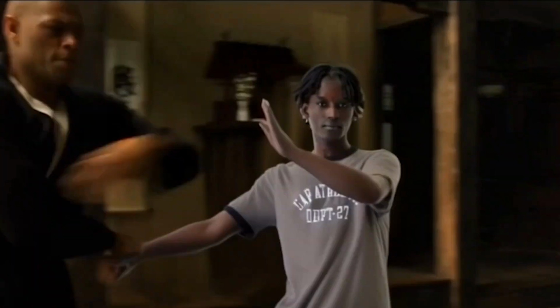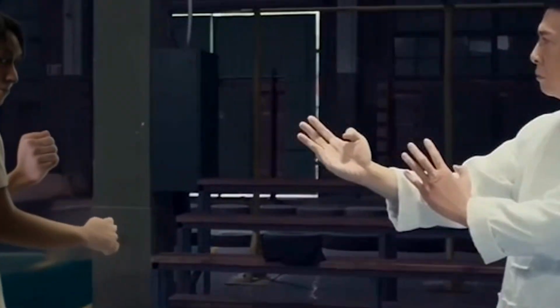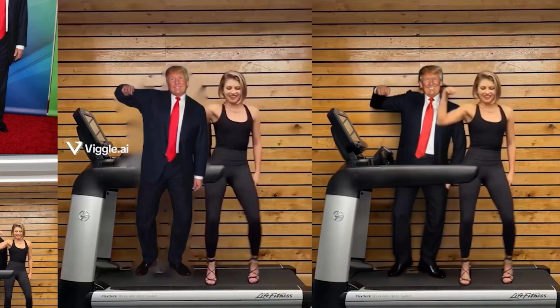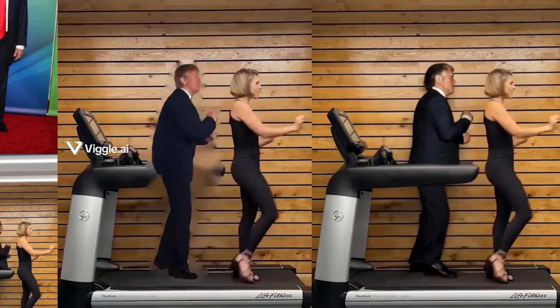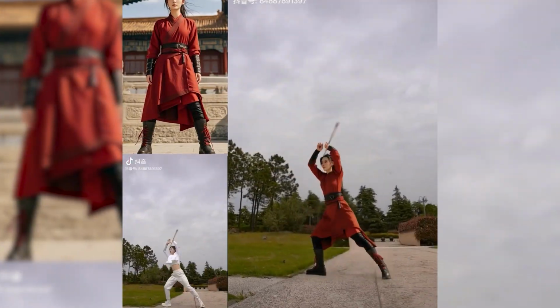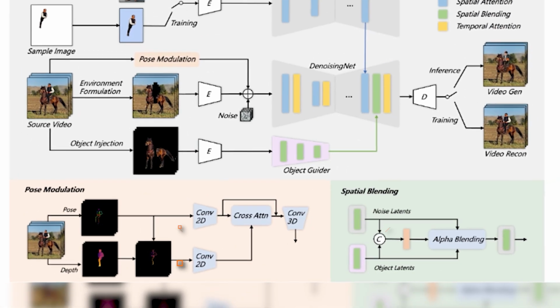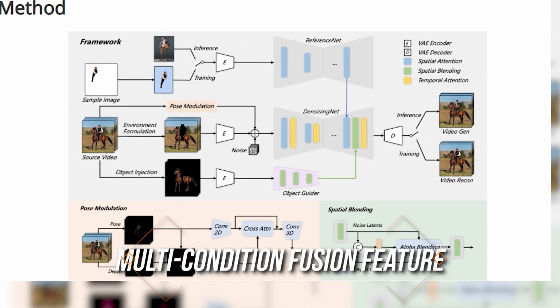ReferenceNet is an exciting development that builds on the foundation laid by Animate Anyone. It ensures that the character's appearance remains consistent by integrating features from reference images. As the character moves through different scenes, their look stays true to what the users established, creating a seamless and immersive experience. On top of that, it has a cool feature called Multi-Condition Fusion.